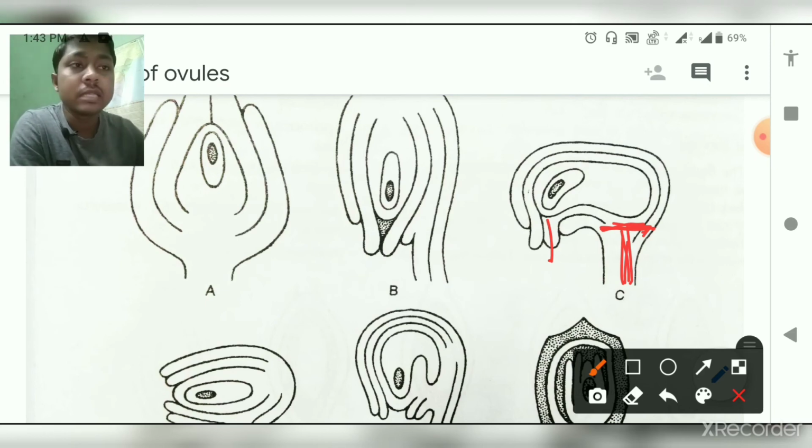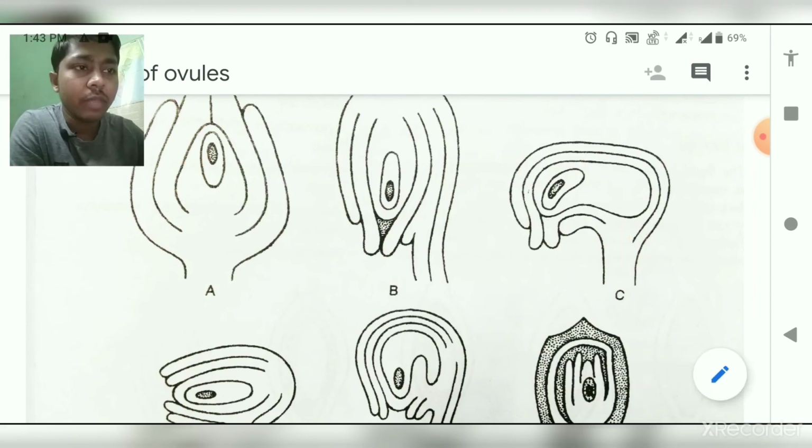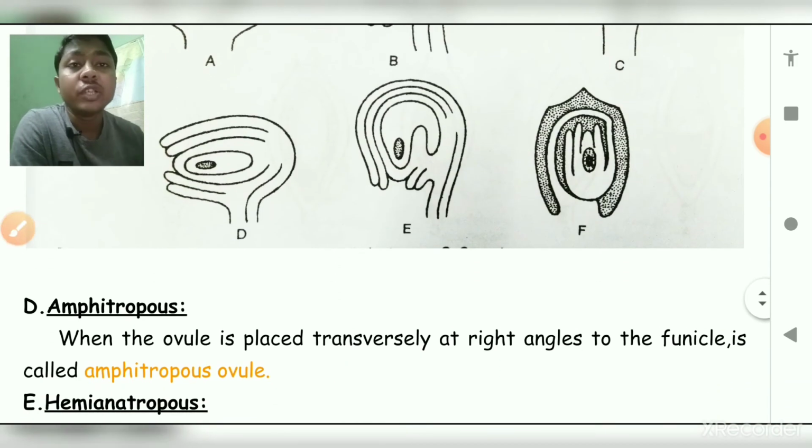Okay, I hope this is clear to you, and if you have any question regarding this, then you can ask me in the comment section. Okay, so I hope this is clear to you. Next we talk about another type of ovule. This is amphitropous ovule.